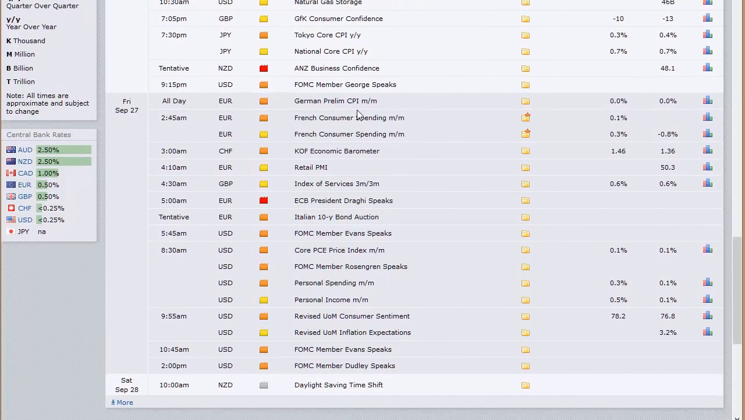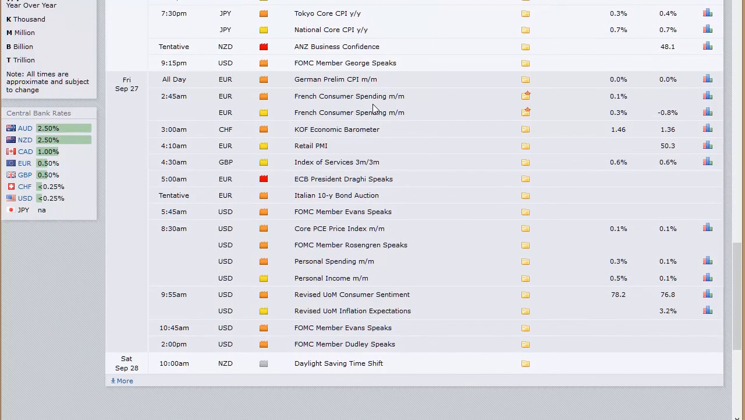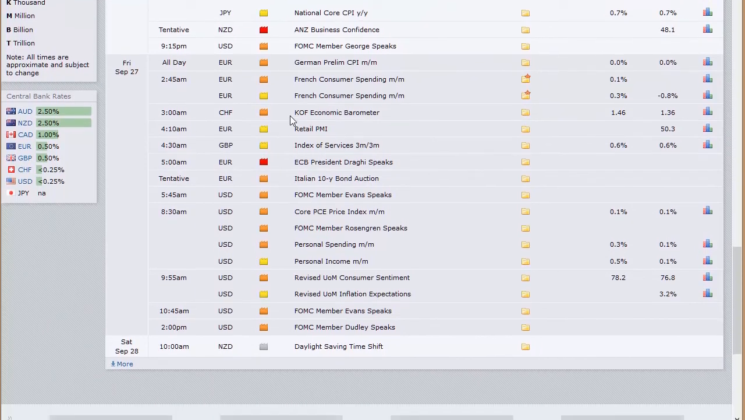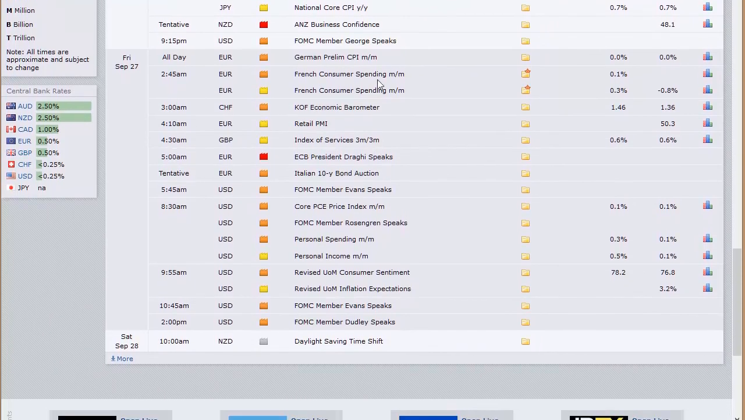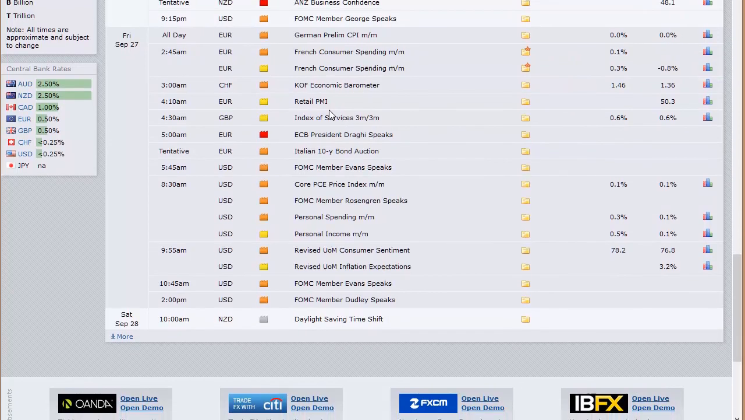Business confidence out of New Zealand. And then in Europe, German preliminary CPI, French consumer spending. Number's so important, they've got it listed twice, but it's not the same data, so they've got a mistake here on Forex Factory. KOF economic barometer out of Switzerland. Retail PMI out of Europe. Index of services out of UK. Italian 10-year bond auction, and then the U.S. Look at all this on Friday. There's a speech, big deal. Core PCE prices, personal income and spending, revised University of Michigan data, and more speeches.